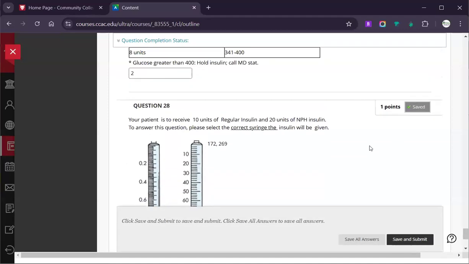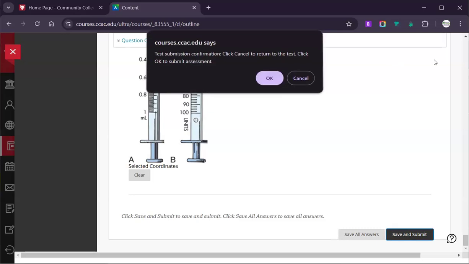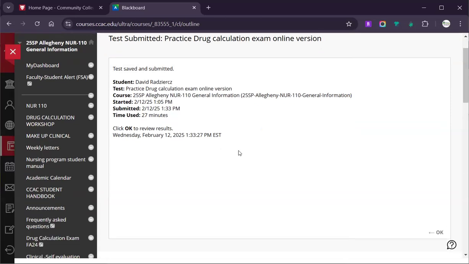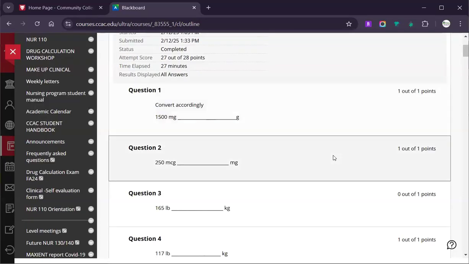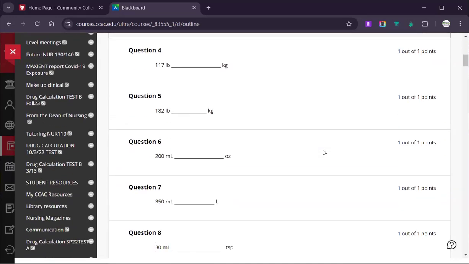Once you've gone through, you double check all your answers. All answers should be saved, and then we're going to hit submit. Like I said, I should have just missed that one question. We're going to click OK to review results. And you can see I got 27 out of 28. The one that I missed was this one here, and that was because, remember, I put my answer with kilograms. So I added the unit when it specifically told me not to.